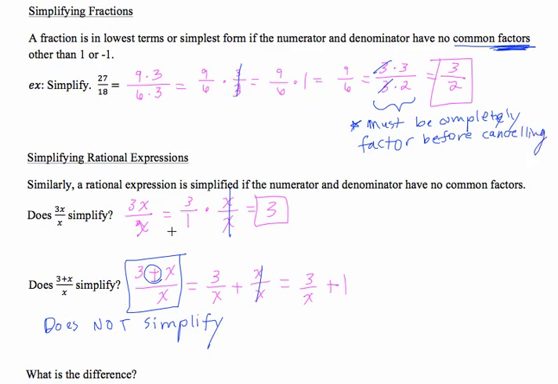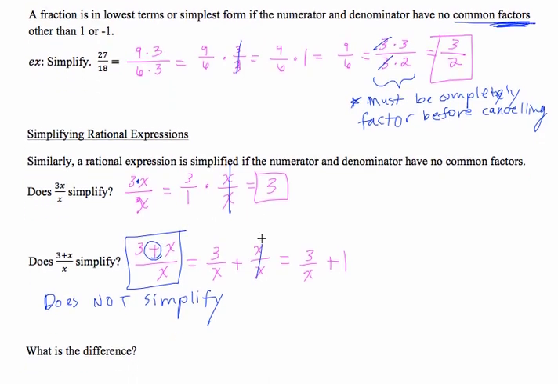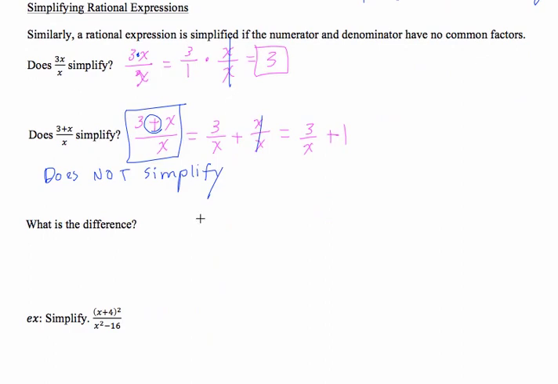Now the first one up here is factored because we have 3 times x over x. Something is factored if all the pluses and minuses are inside parentheses and all of your factors are really being multiplied and divided in each of the numerator and the denominator. This is not factored because we're adding, so it is definitely not factored. Therefore nothing cancels. So that's the difference, is what I just stated right there.